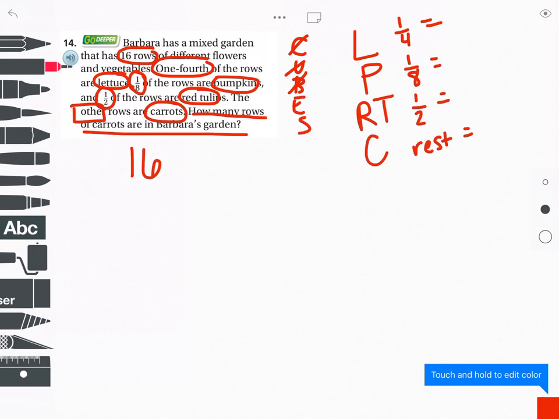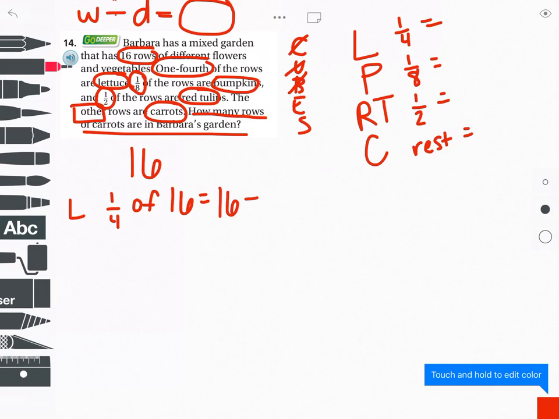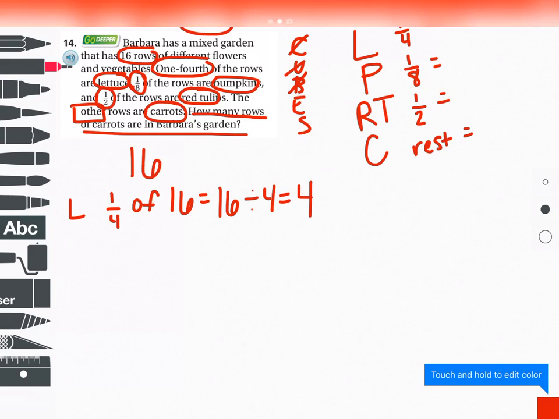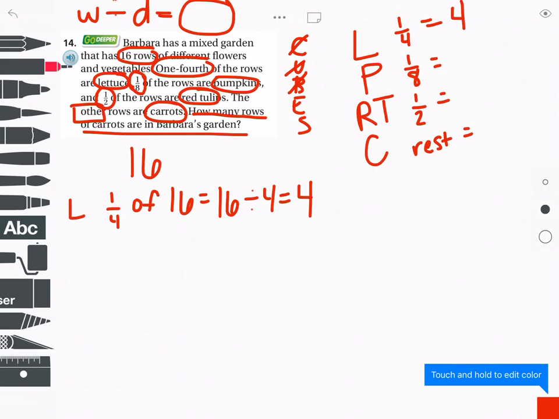Well, if I think about how we can figure out the fraction of a whole, remember that I can take my whole number, divide it by the denominator to get my number in each group. Okay, so I'm going to start with my lettuce. 1/4 of 16 is the same as 16 divided into 4 groups. 16 divided by 4 equals 4. So I know there are 4 rows of lettuce.